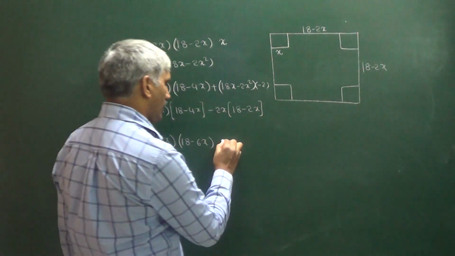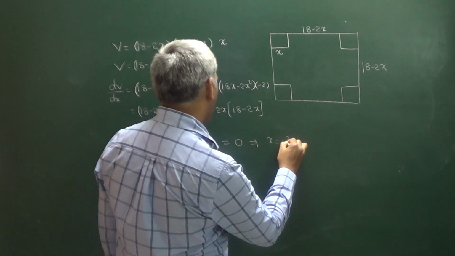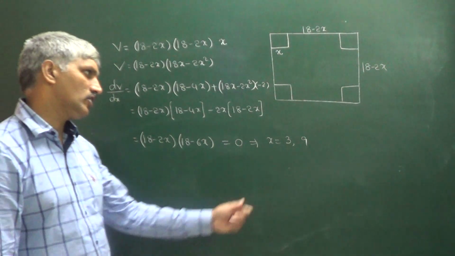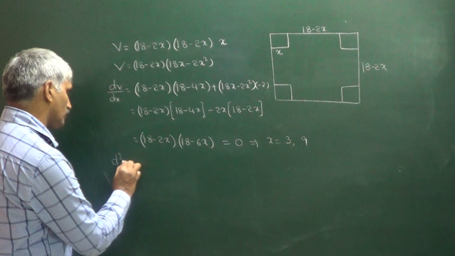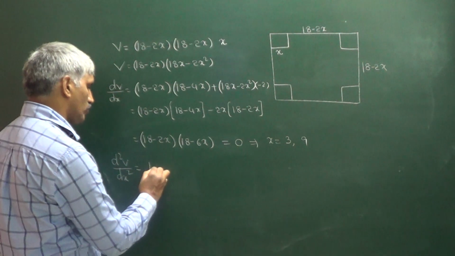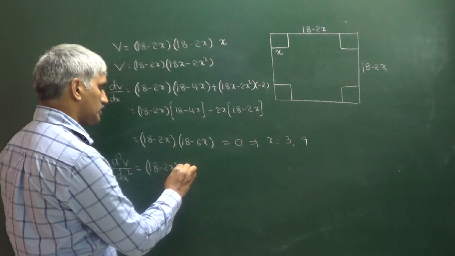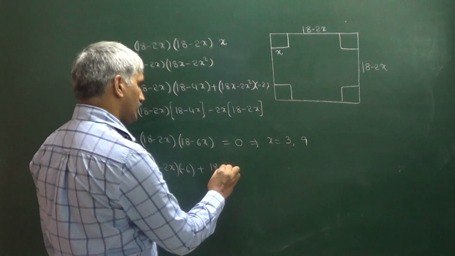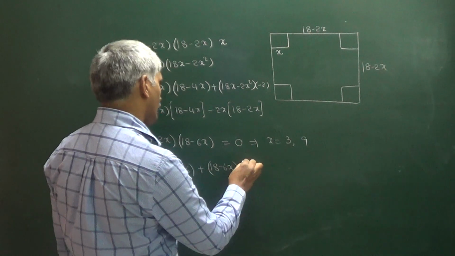Now this is equal to 0. We will get the value of x is equal to 3. The other value of x is equal to 9. The x values we got are 3 and 9. Next what to do? Double differentiation we have to find out. d square v by dx square is equal to 18 minus 2x into minus 6 plus 18 minus 6x into minus 2. That is the double differentiation.